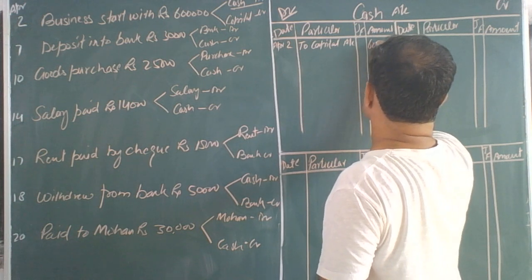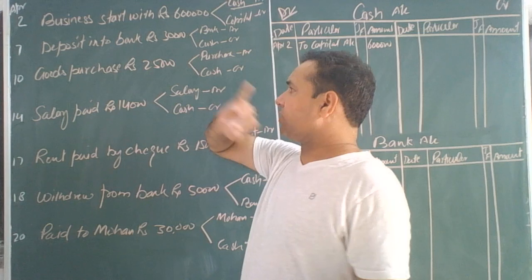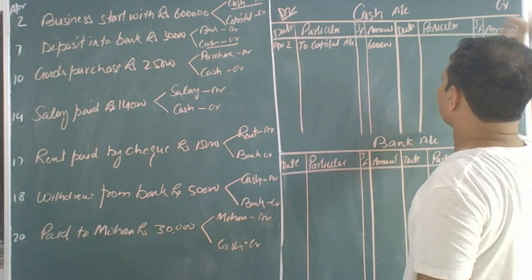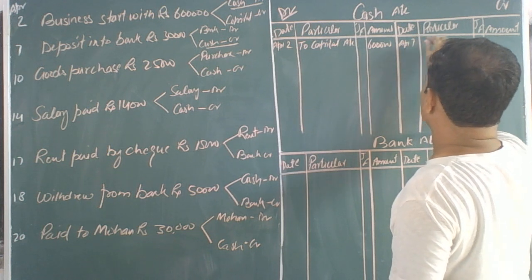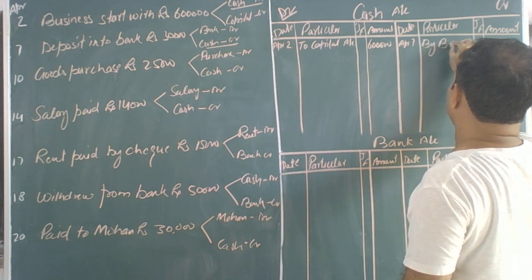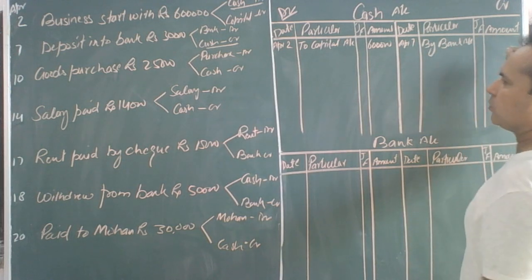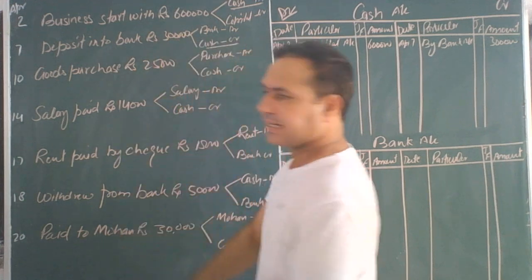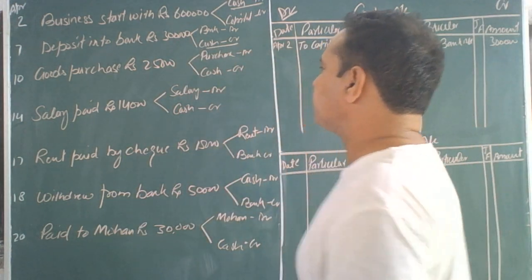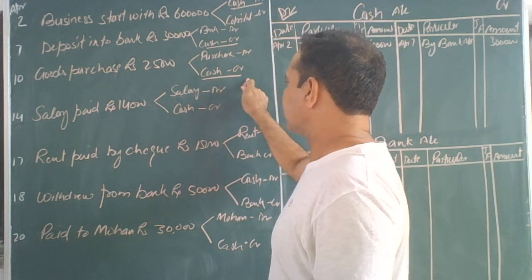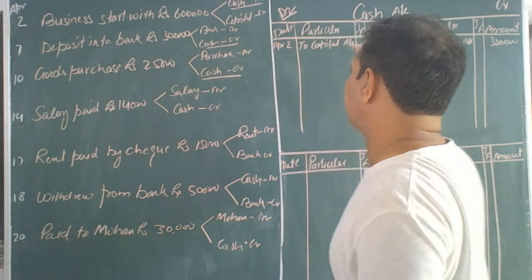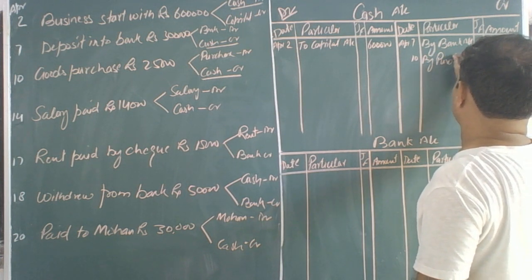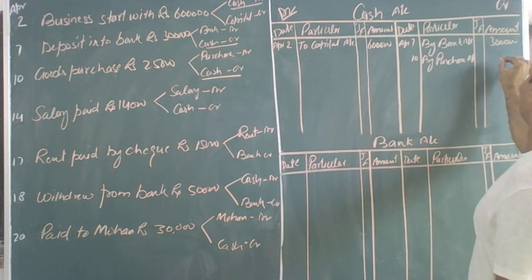Amount is rupees 6 lakh. Next, deposit into bank. Here cash is credited, so it will go to the credit side of cash account. April 7. We have deposited into bank, so by bank account. Amount is rupees 3 lakh. Next transaction is goods purchase rupees 25,000. Here purchase, here cash account again credited. So we will write the name of purchase on the credit side. 10th, by purchase account. It's 25,000.